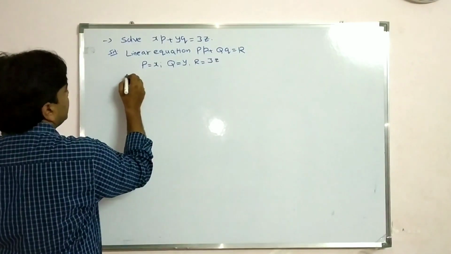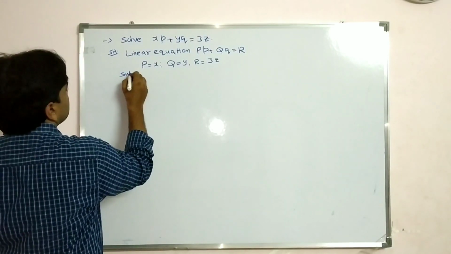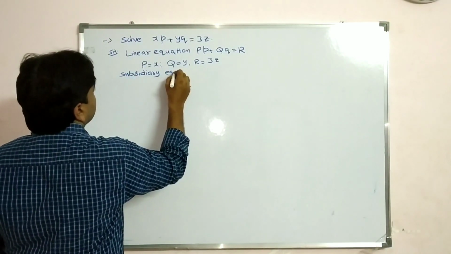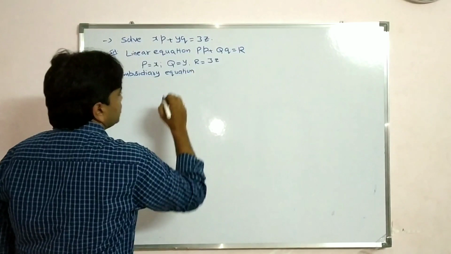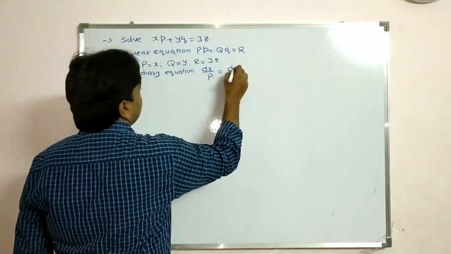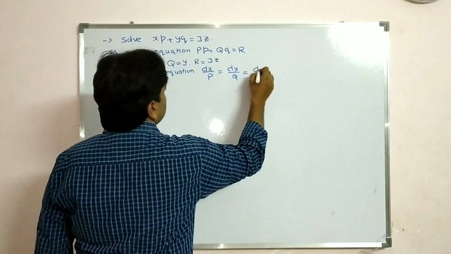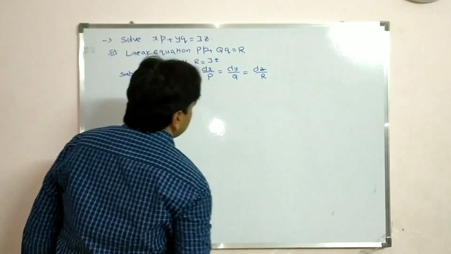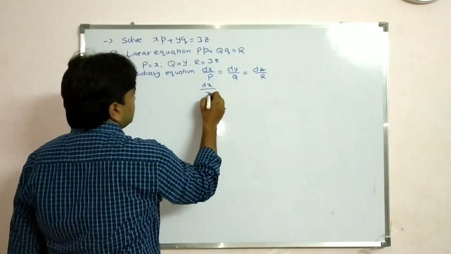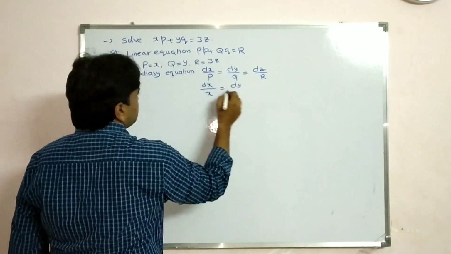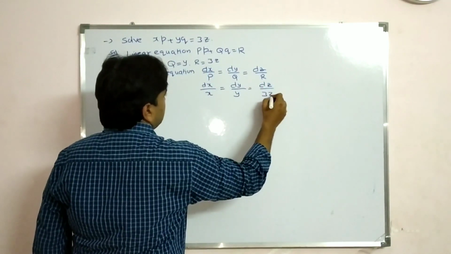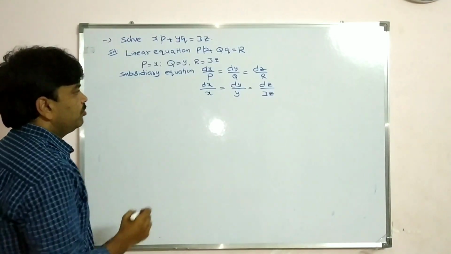Write the subsidiary equation. What is the subsidiary equation, students? dx by p is equal to dy by q is equal to dz by r. Now dx by p is x, that is equal to dy by q, which is y, that is equal to dz by r, which is 3z. Now method of grouping is here.